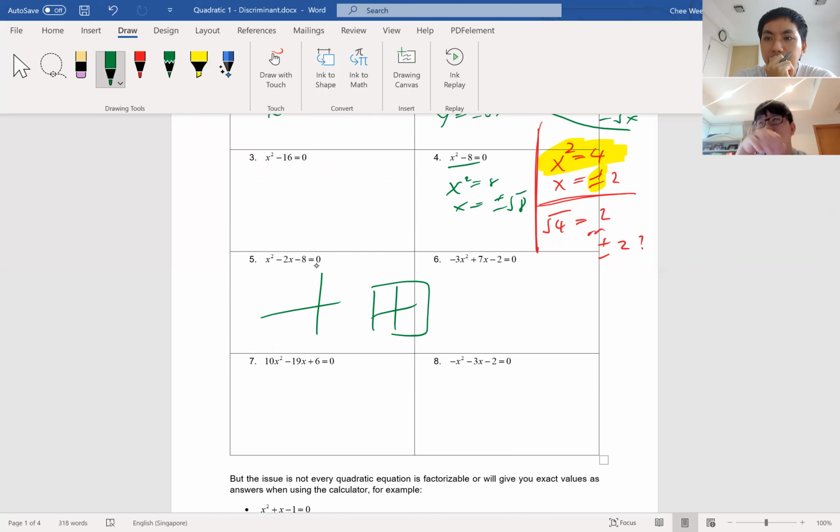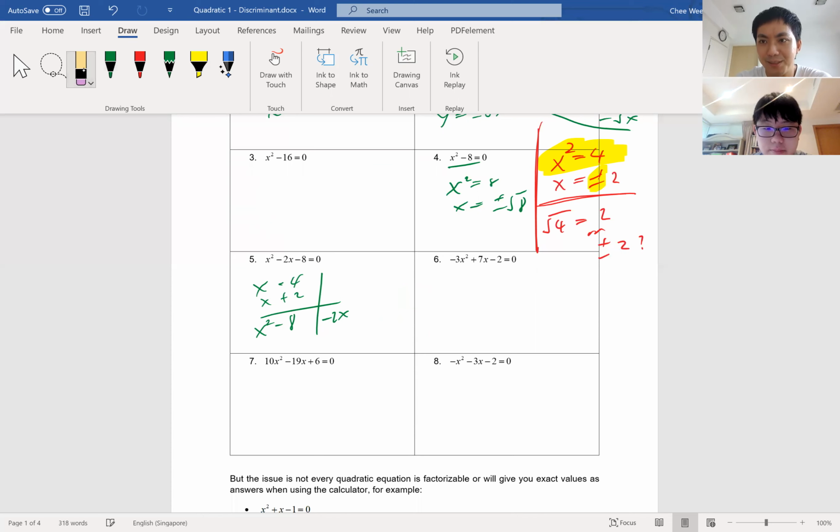For factorization, I would normally do the method where, for the first one, x and then -2, 4. No, -4, 2 in this case. So it's -4 and plus 2, the one on the left. Okay, so we stick to this, because this is the preferred method as you progress up to senior years.